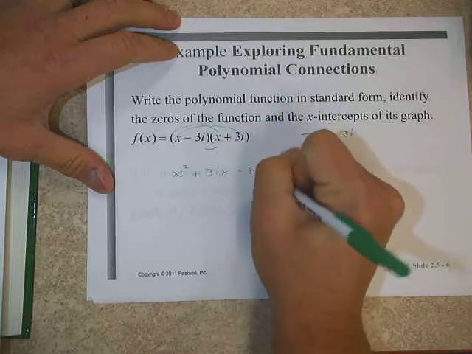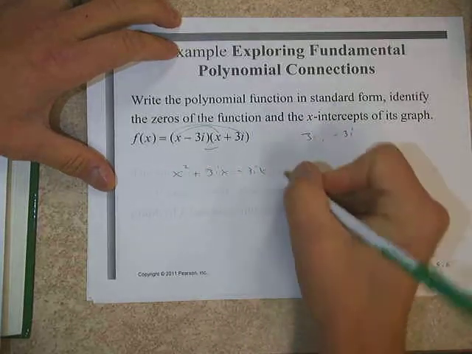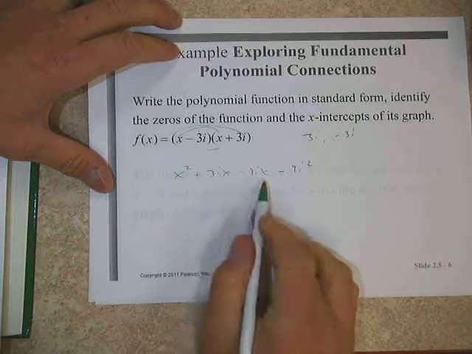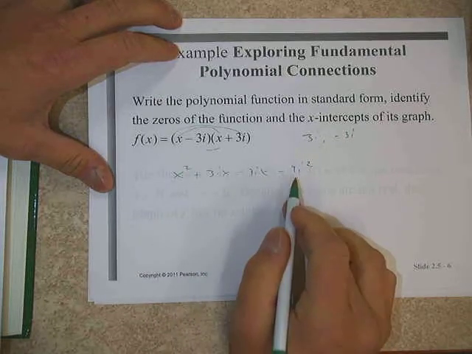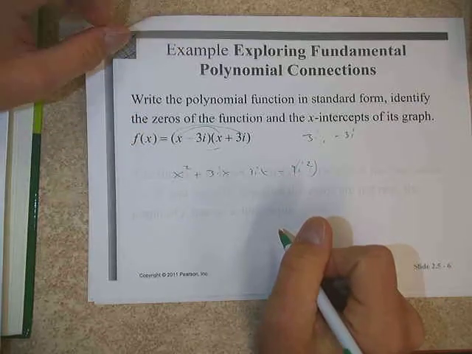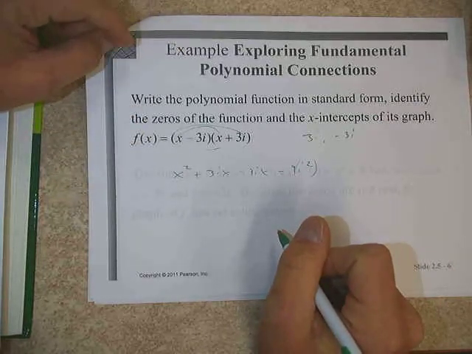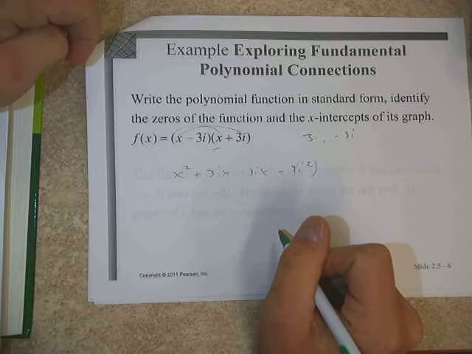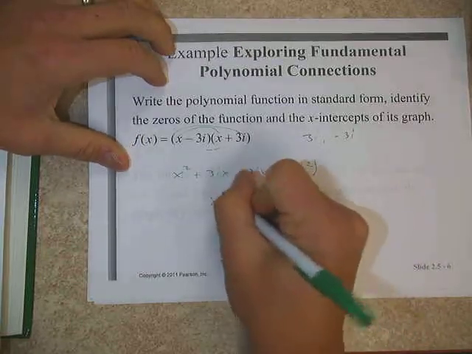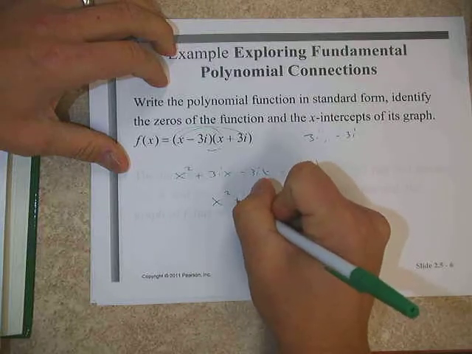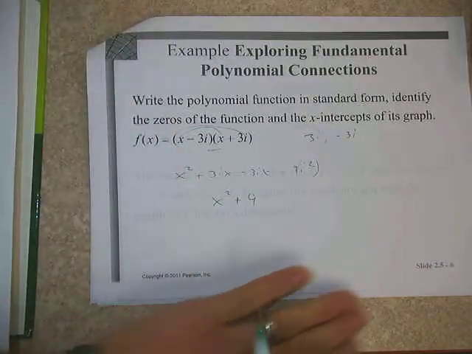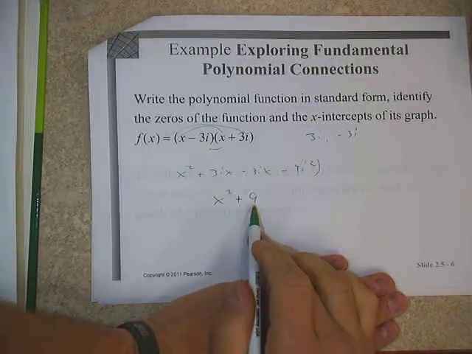If we do the FOIL method here, we do x squared plus 3ix minus 3ix, and conveniently the two middle terms will cancel out, and we're going to have minus 9i squared. When we have 9i squared, remember what i squared is. i squared is actually negative 1. i is the square root of negative 1, so if we square that, we'd get negative 1. And so really we'd get down to x squared plus 9.